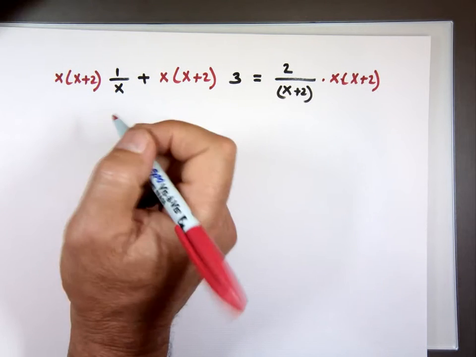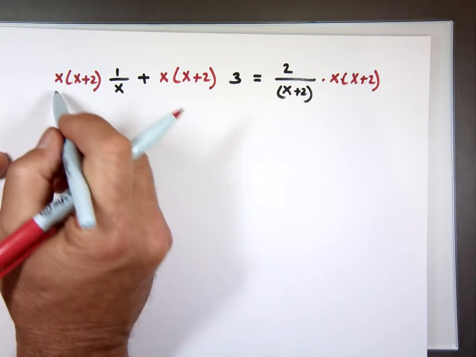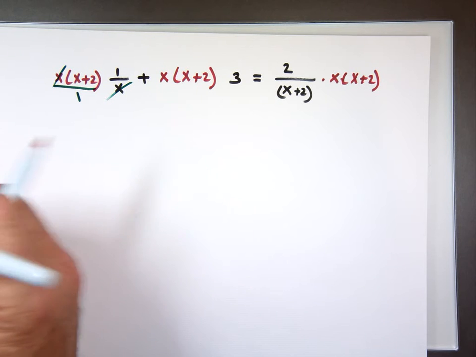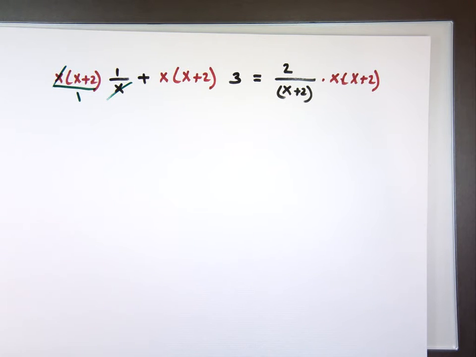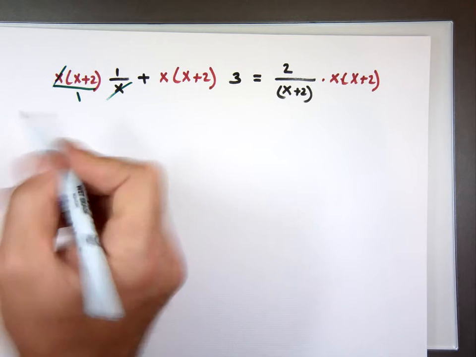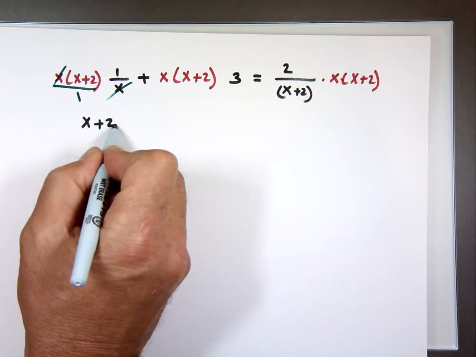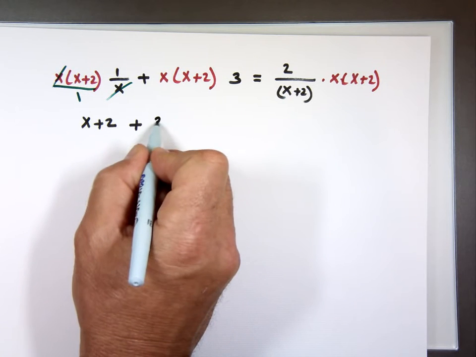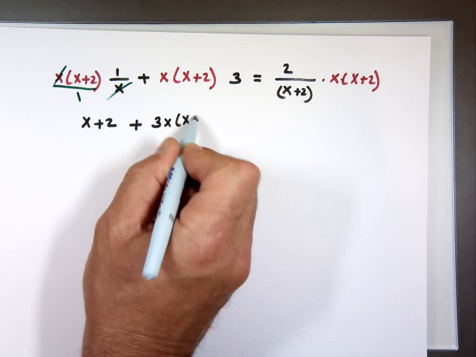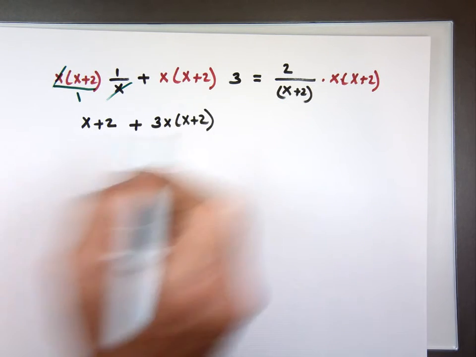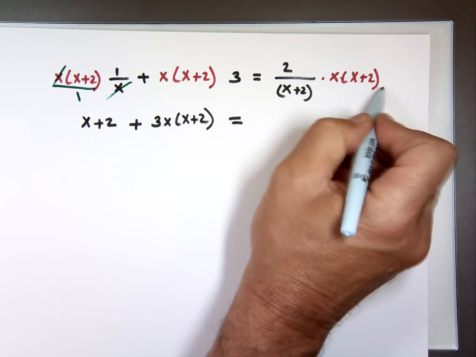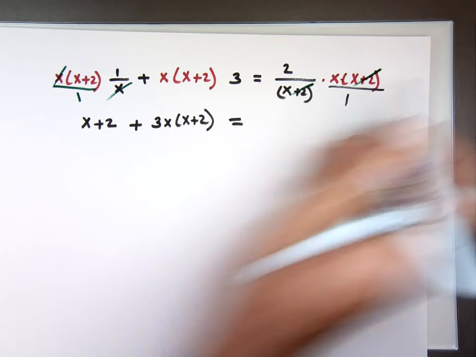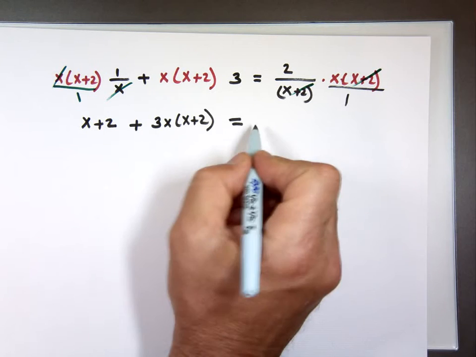Notice this, because this is over 1, we just don't put it over 1. This x cancels that x, top and bottom. What's left there? x plus 2 times 1, which is x plus 2. Nothing really cancels here. We have 3x times x plus 2 equals, this is over 1, and notice again the x plus 2 cancels the x plus 2. What you have is 2 times x.